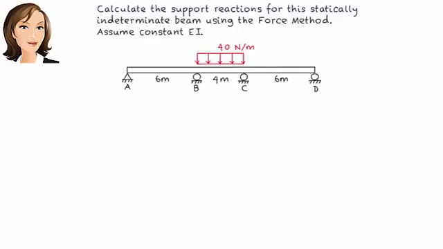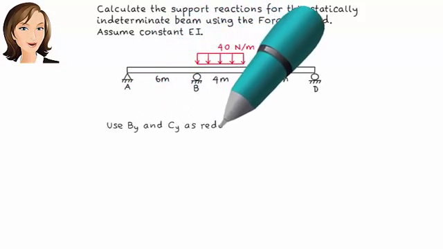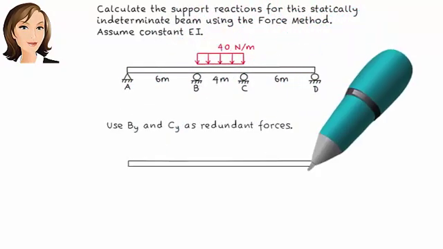Here we have a statically indeterminate beam subjected to a distributed load. We wish to analyze it using the force method. The beam has a degree of indeterminacy of 2, so we need to pick 2 of the reactions as redundant forces. Let's make the vertical support reactions at B and C redundant.